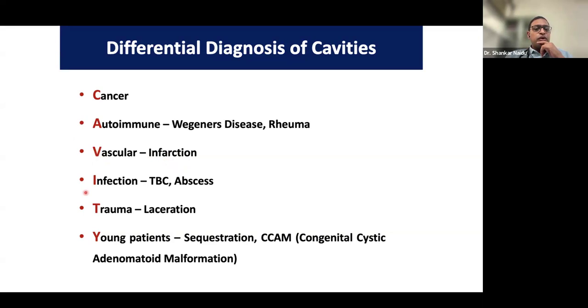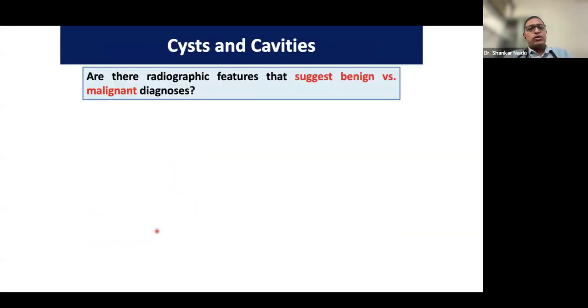Then infections like tuberculosis and bacterial abscesses in the lung. Then trauma like laceration can result in cavities. And sometimes in young patients, there may be sequestration or congenital cystic adenomatoid malformation, which might appear like cavities. So this is a mnemonic to identify these structures.